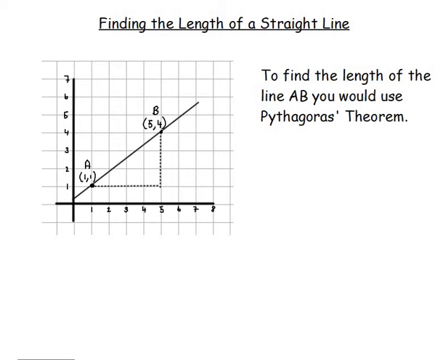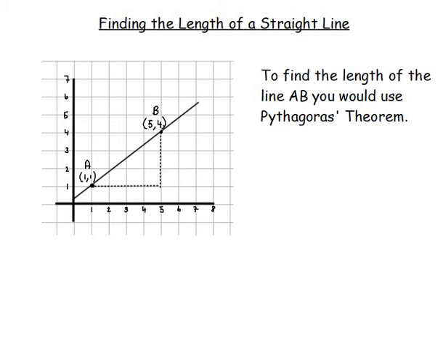Today in coordinate geometry we're going to work out how to find the length of a straight line. Now rather than me just giving you the formula, I want to show you where the formula comes from, because hopefully it will help you remember it. So here we have a straight line given and we have two coordinates A and B. A is 1, 1 and B is 5, 4.